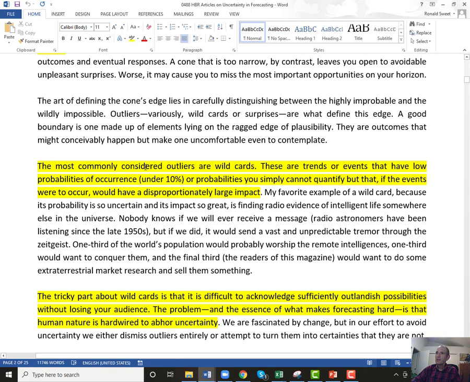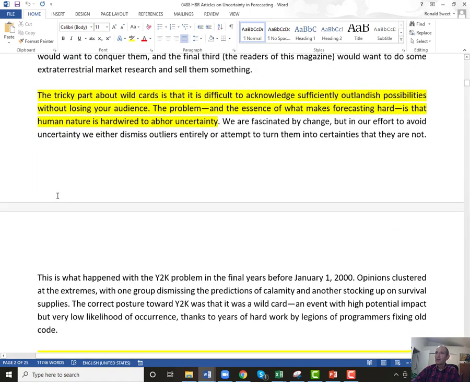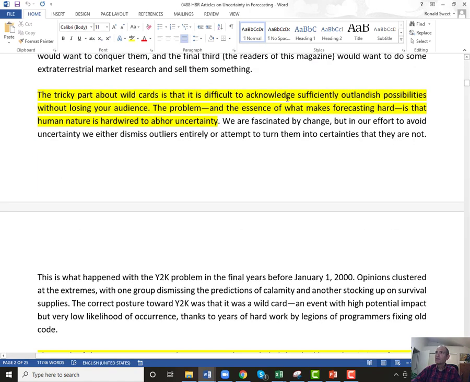The most commonly considered outliers are wild cards. They are trends or events that have low probabilities, but probabilities you simply cannot quantify, and if the events occur, they have a large impact. We'll talk about that when we talk about Taleb and the whole idea of black swans. The tricky part about wild cards is that it's difficult to acknowledge sufficiently outlandish possibilities without people just saying, what are you talking about?